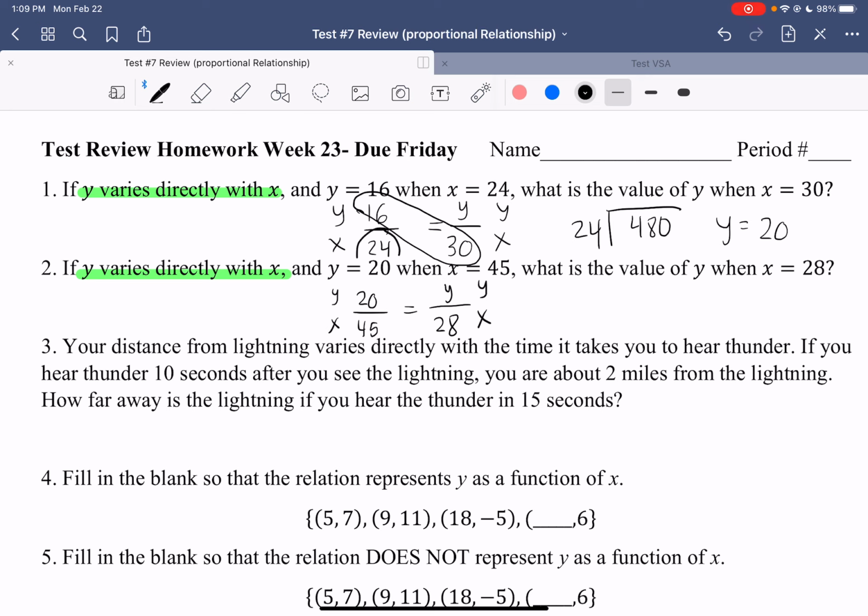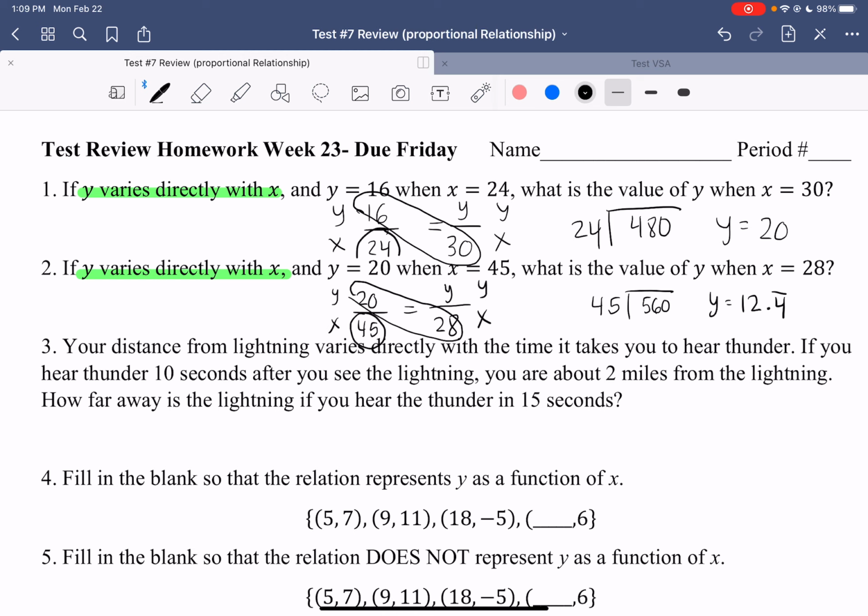So again, we're going to cross multiply. So 20 times 28 is 560, and we're going to divide by what's left. So we're going to divide that by 45. So 560 divided by 45, we get y equals 12.4, and that's repeating.